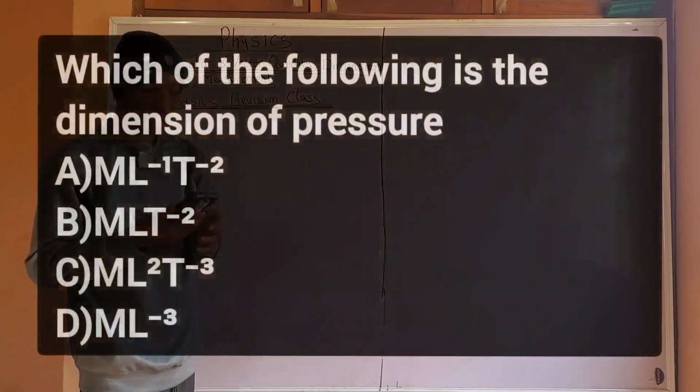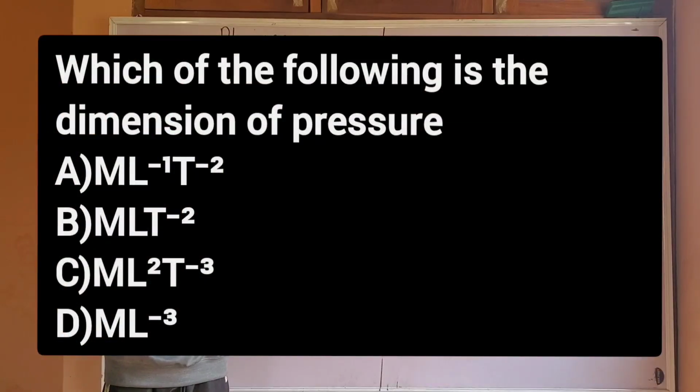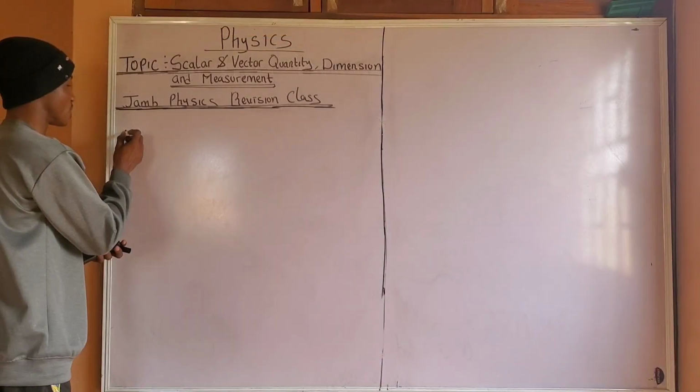Okay. Which of the following is the dimension of pressure? A, ML to the power of -1 T raised to the power of -2. B, MLT to the power of -2. C, ML squared T raised to the power of -3. D, ML raised to the power of -3. Okay, that's the first on our list.